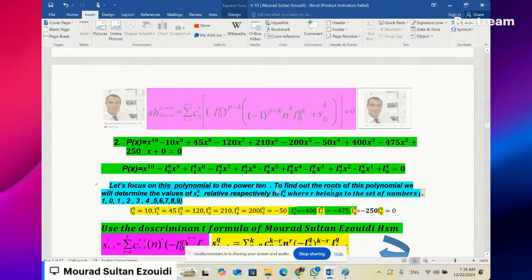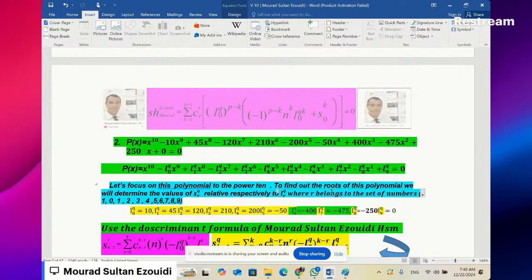So prepare yourself, my kids. As a pioneer in methods, Mr. Mourad Sultan Ezouidi is now live with you to let you learn new methods, and to let you see my new theorem that leads you to get the exact roots of this 10th degree equation. The roots are such that there is no error estimation.